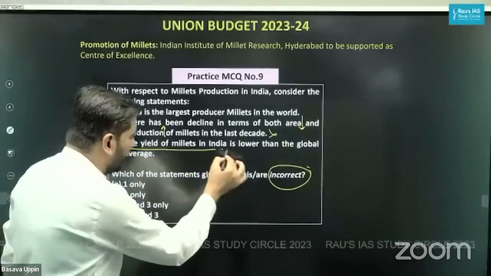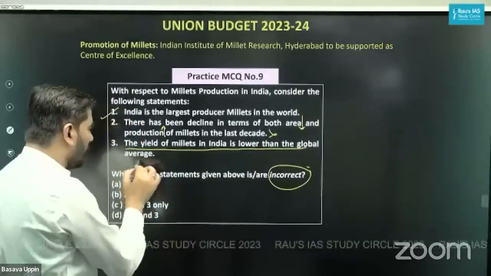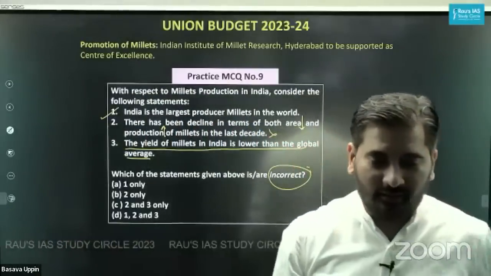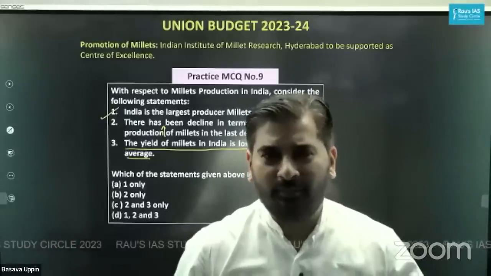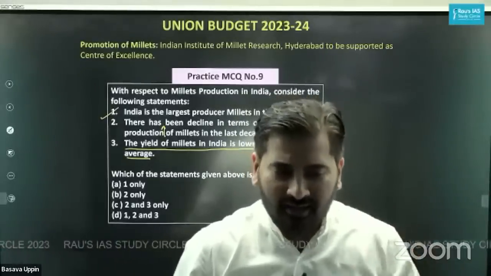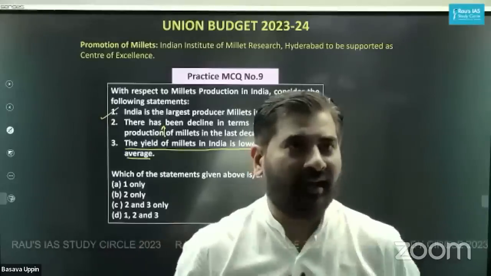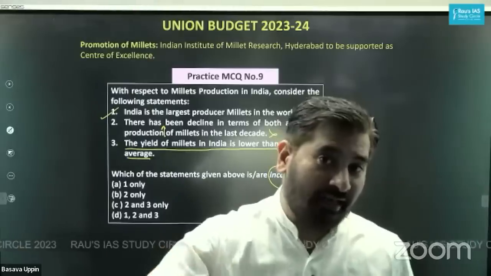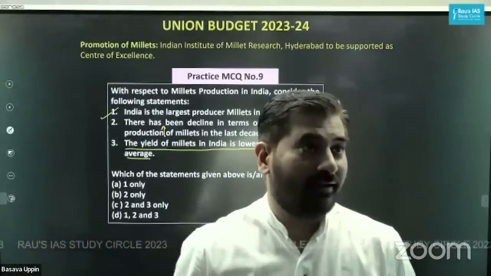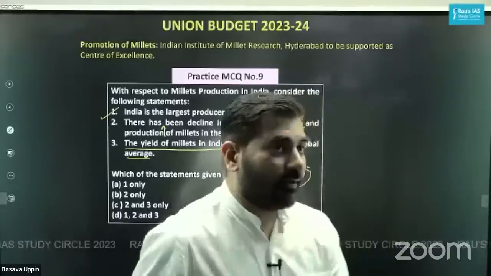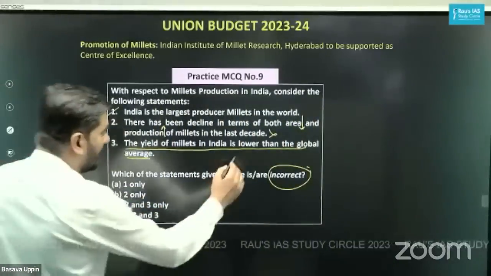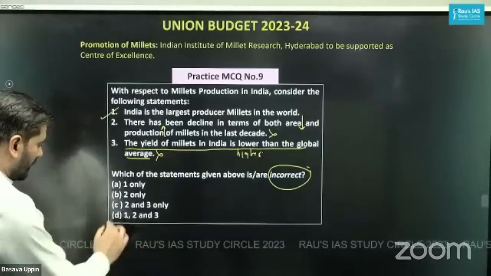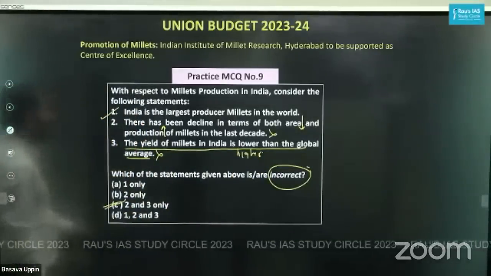The yield of millets in India is lower than the global average. And this is also very interesting. Usually when you look at the yield of agriculture crops in India, normally we keep criticizing that the yield of agriculture crops in India is lower than that of the global average. But fortunately, in case of millets, the yield of millets in India is much higher than the global average. That is why I have incorporated this. So the yield of millets in India is actually higher, not lower. So even the third statement is incorrect. So the right answer is 2 and 3 only.